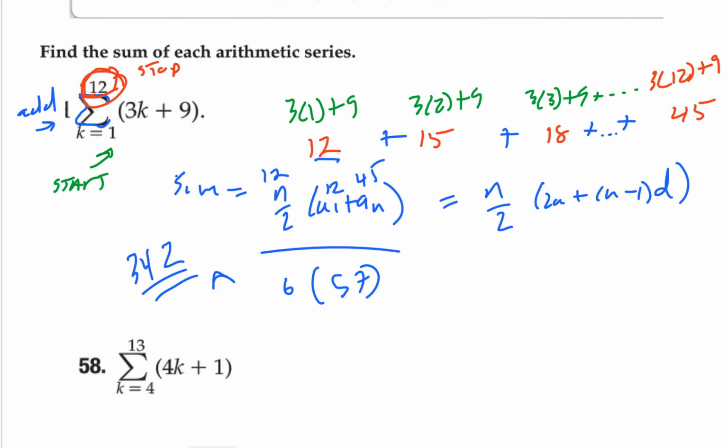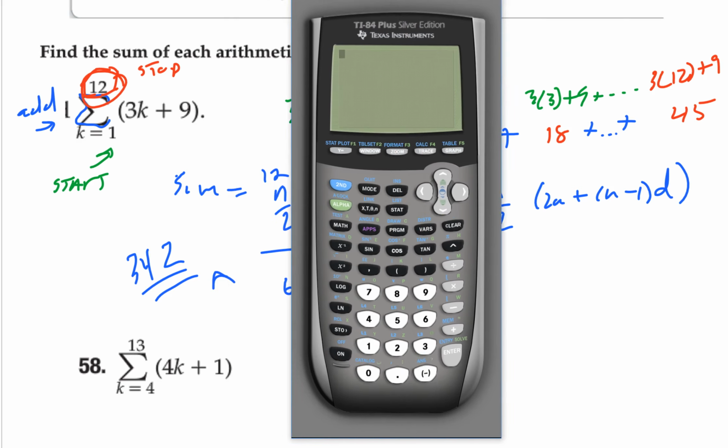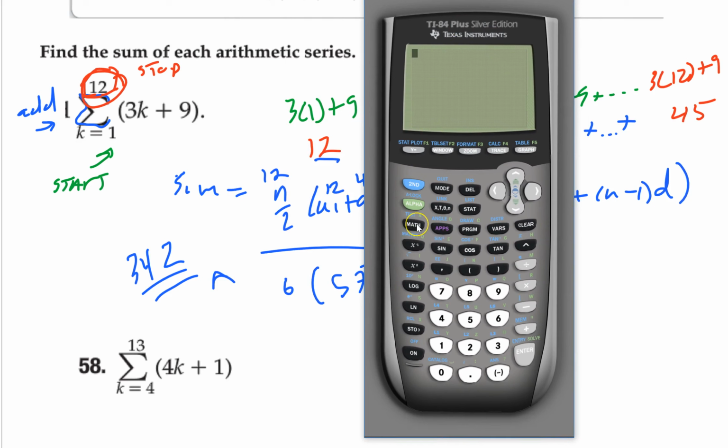Or, some of you guys like, yes, you guys should use your calculator. Now, you should know how to do it by hand also, but on your calculator, if it's updated, you just put math. If you look toward the bottom, there should be a summation one. See a little sigma there? And what you do is just plug it in the way you see it. Now, we don't have a k, but just put x equals 1. Top is 12. And then one right here is 3x, because again, we don't use k, we just always use x, plus 9. And you get your answer, 342.